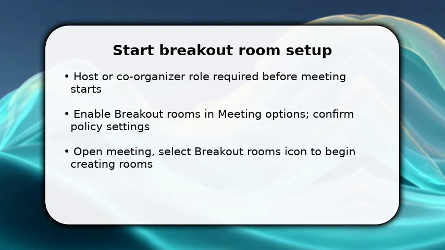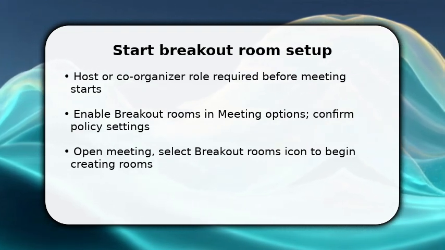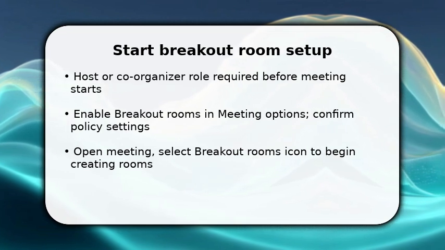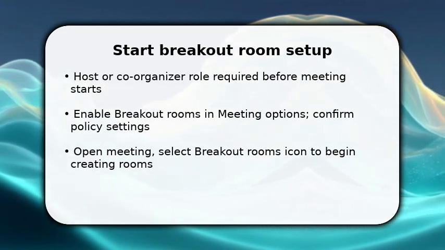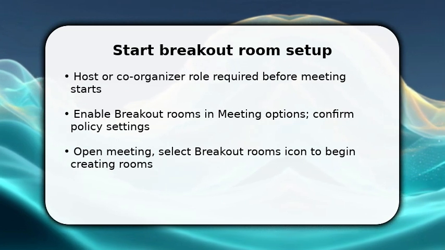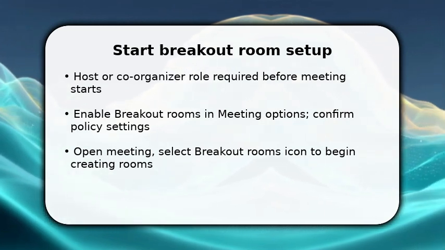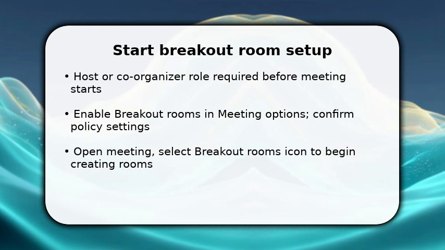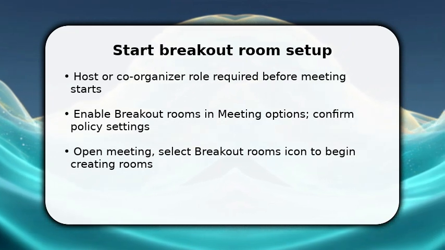Next, click the breakout rooms icon and choose the number of rooms you need. This immediately allocates placeholders. Make sure to set automatic or manual assignment, depending on whether you want teams to split participants or let you assign them yourself.